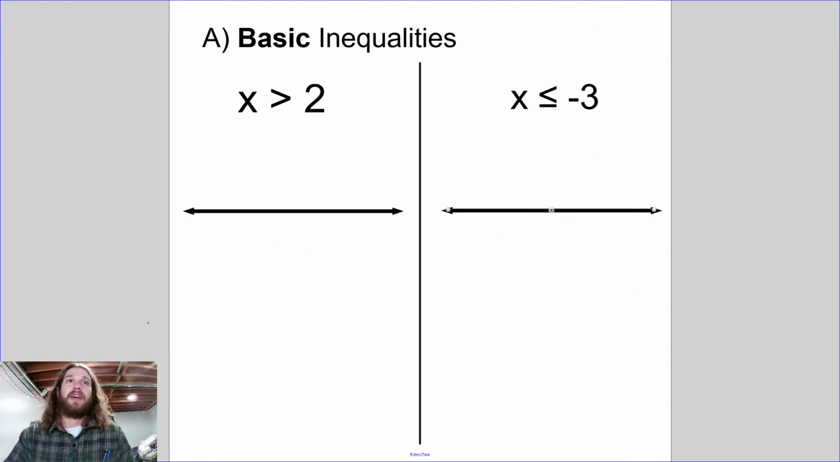All right, let's graph x is greater than 2. X is greater than 2. I'm going to put 2 in the middle. We'll go 3, 4, 1. Whoops. Can't count apparently.